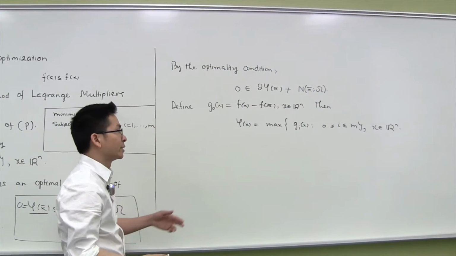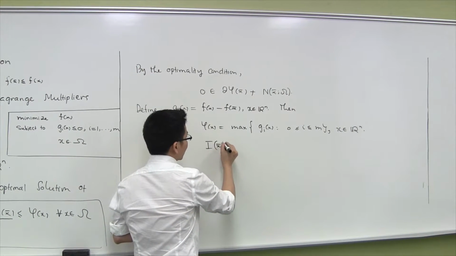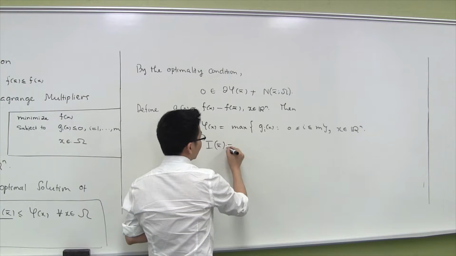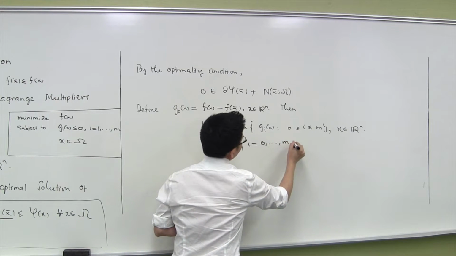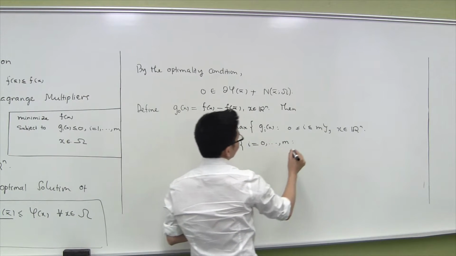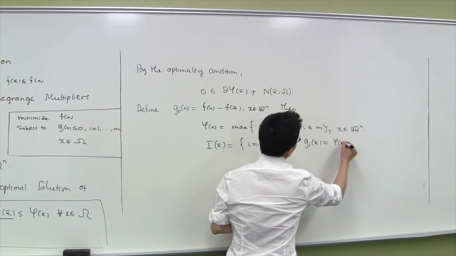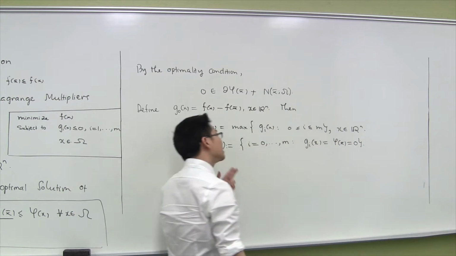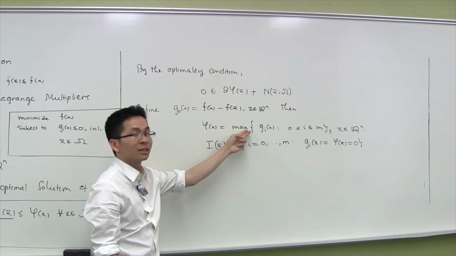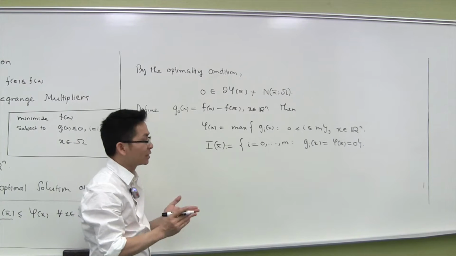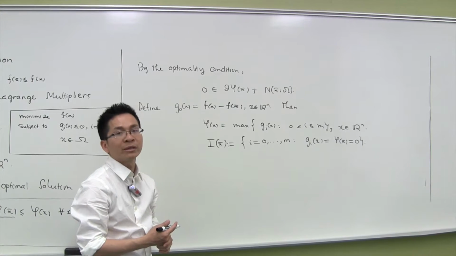So associated with this maximum function, we have the active index set I of x bar, given by the set of all i from 0 to m such that the maximum here is attained. That means g_i of x bar is equal to phi of x bar and is equal to 0. This set is required for computing the subdifferential of this maximum function, and we can refer to my lecture on computing the subdifferential of the maximum function.